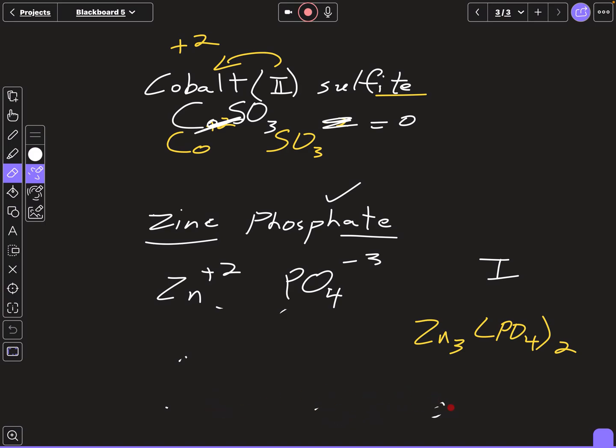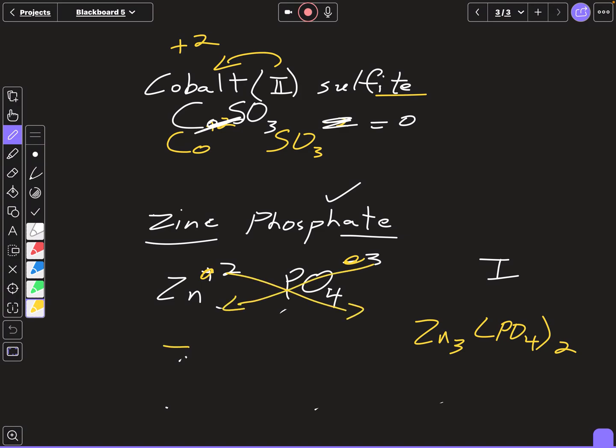Or my other method is to cross my charges if they don't add up to 0. I would need to cancel out the positive and minus, bring the 2 down here, bring the 3 down here, and then write my formula, Zn3, and then PO4, but since I'm bringing a number greater than 1 down, I need to put PO4 in parentheses and put a 2 on the outside. That would be the correct formula.